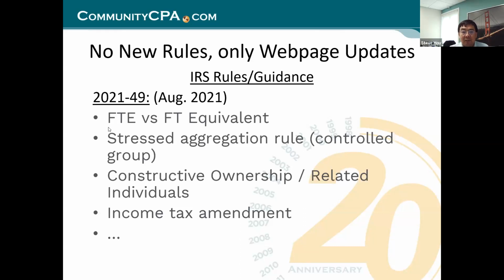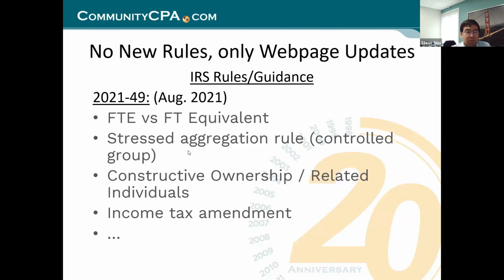Okay, so they clarify some questions related to FTE, how to count the FTE, especially for 2020. Because for 2020 the FTE count should be less than 100. Otherwise there are some complicated rules about how to calculate the qualified wages. Okay. And also in that notice, the IRS stressed the aggregation rule, or the so-called controlled group concept.